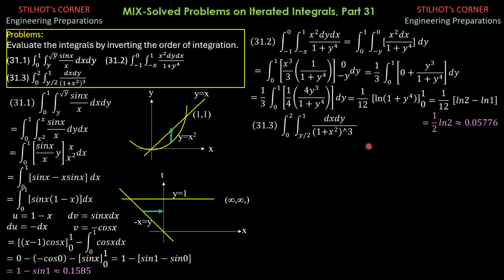So with respect to x, we cannot evaluate this readily because this is 1 plus x squared quantity to the power 3. So there's no available elementary tool that will evaluate that. However, if we invert the order of integration, so dy first with respect to y first, we treat this as constant. Of course, integral of dy is just y. So let's do it. But before that, let's change limits.